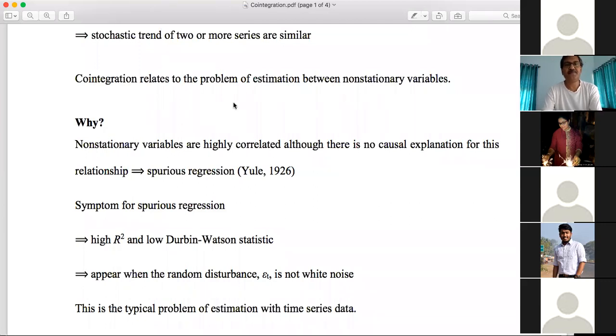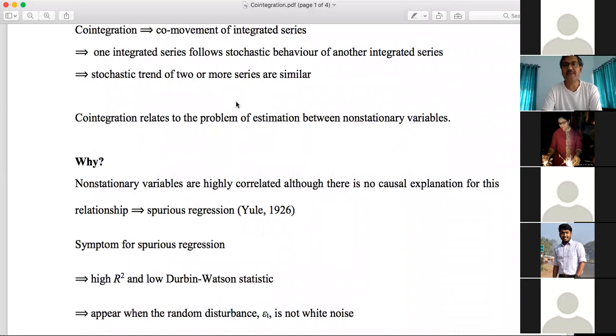Have you got my point? So if we have a non-stationary time series. Sir, would you explain this one more?